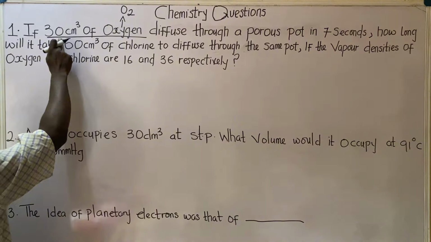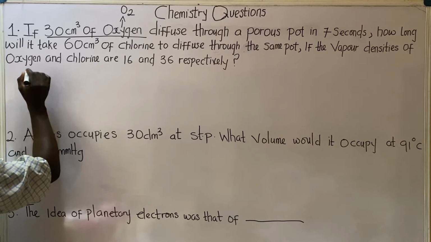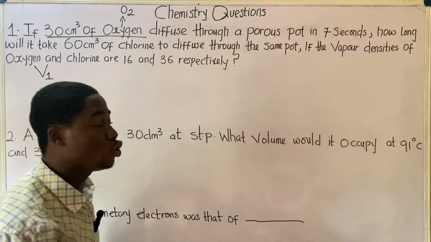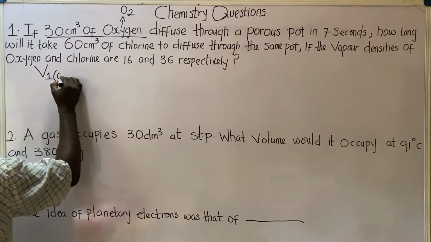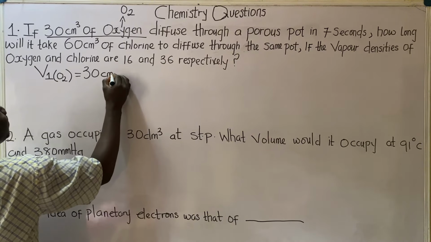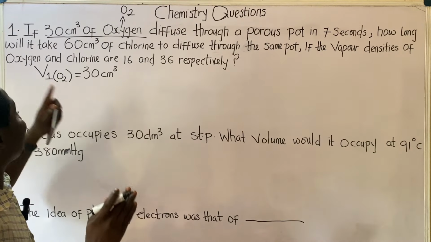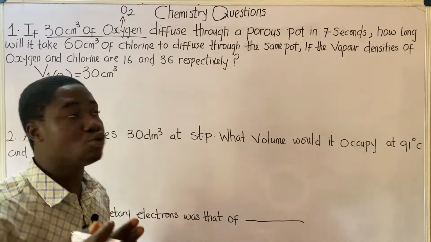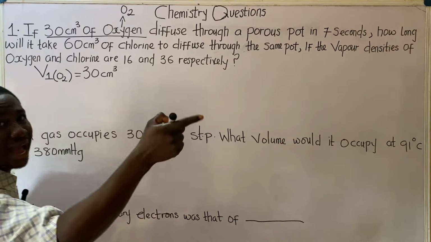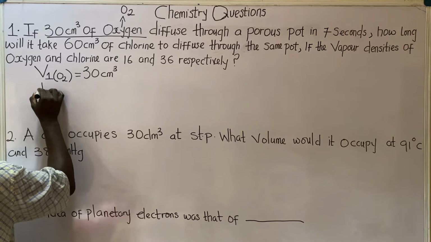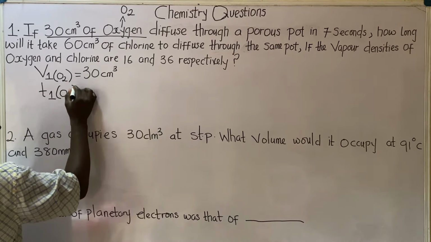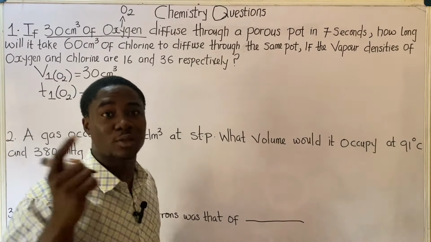First of all, I saw a volume. So basically, I will call that volume V1. That was the first volume I saw. Specifically, it was the volume of which gas? Oxygen gas. And it was 30 cm³. This 30 cm³ of oxygen gas diffused through a porous pot in 7 seconds. That means that was the first time I saw in the question, so it's going to be T1, the time it took the oxygen gas to diffuse through the porous pot.